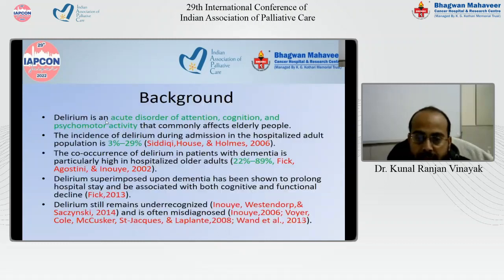Now, as we all know, delirium is an acute disorder of attention, cognition, and psychomotor activity that affects the elderly and is found in 3 to 29% of hospitalized adult patients. Its co-occurrence with dementia is as high as 22 to 89% in hospitalized patients. When superimposed with dementia, it has been shown to prolong hospital stay and is associated with both cognitive and functional decline. We also know that delirium still remains under-recognized and is often misdiagnosed.